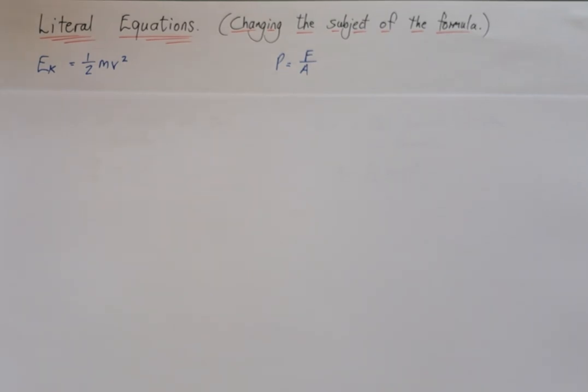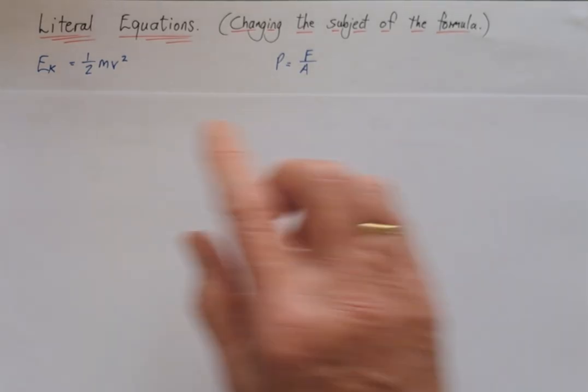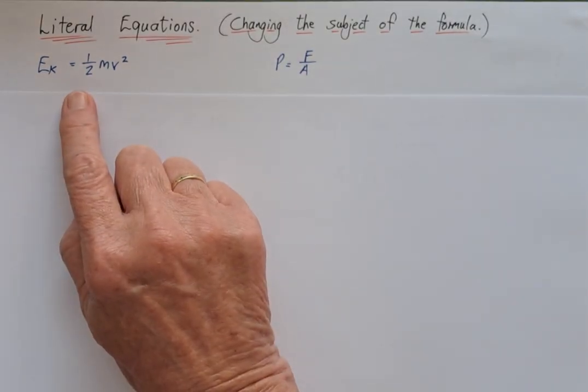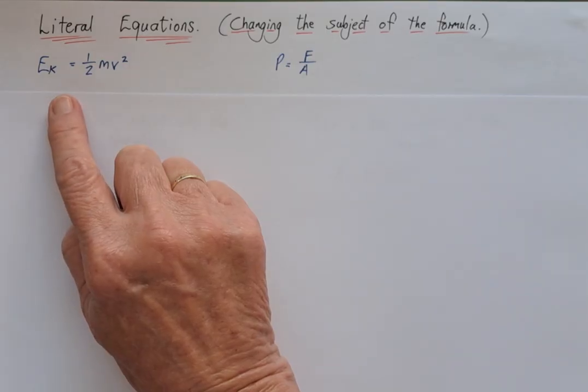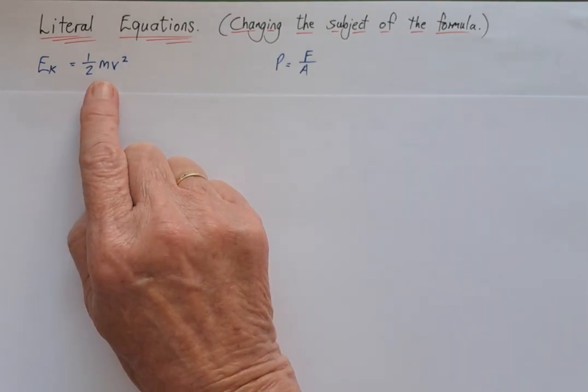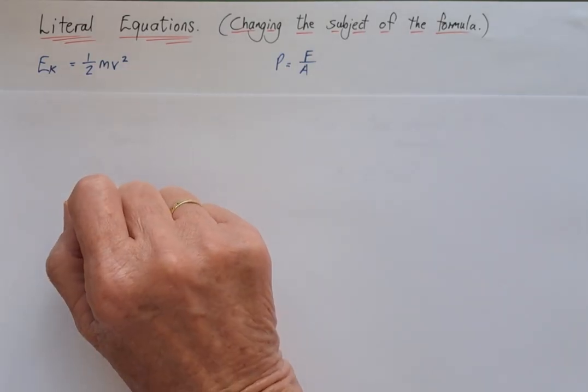Today we're going to have a look at literal equations. So what is actually the point of doing this section? Well, the best way to think about it is in terms of scientific formulae. Here I've got the scientific formula for kinetic energy, which is a half times the mass times the velocity squared.